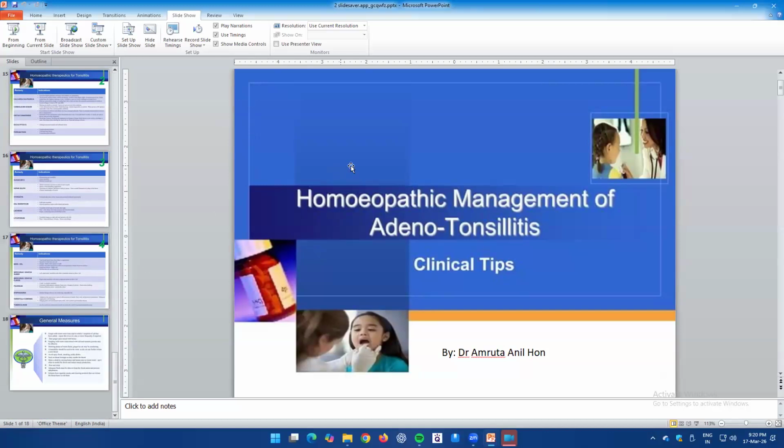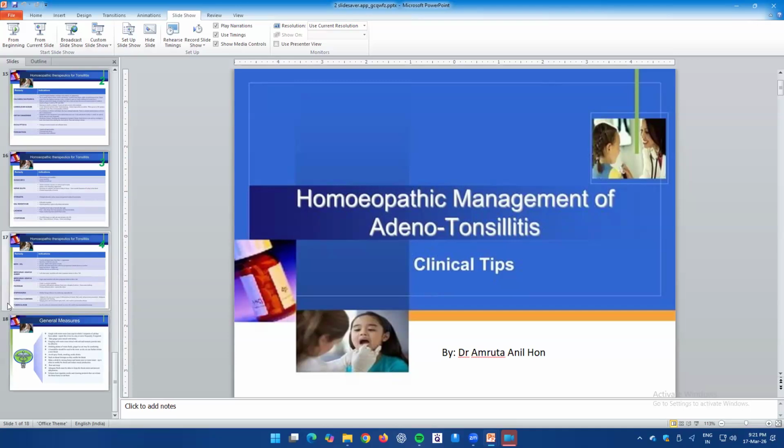After completing the homeopathic management of tonsillitis, I have made a proper case taking format for tonsillitis, adenoids or adenotonsillitis. We have to take first the clinical symptoms like nasal obstruction, mouth breathing, snoring, and recurrent cough and cold. Along with this, the associated symptoms like ear pain, nasal discharge, and what type of sleep disturbance.